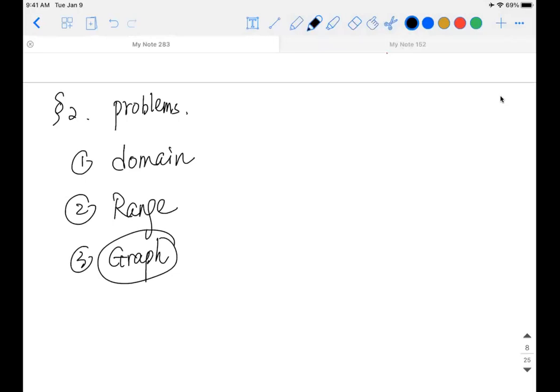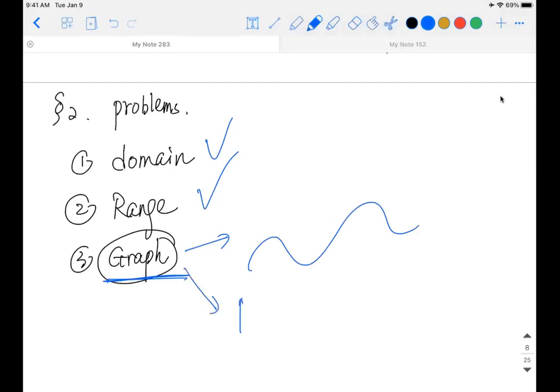So generally speaking, these are the three major categories the question might test you on in a real math competition. For the domain and the range, there's nothing to say; you just basically calculate, right? And for the graph, sometimes they can give you just one piece of graph and ask you to do something. Or they might give you some piecewise function.